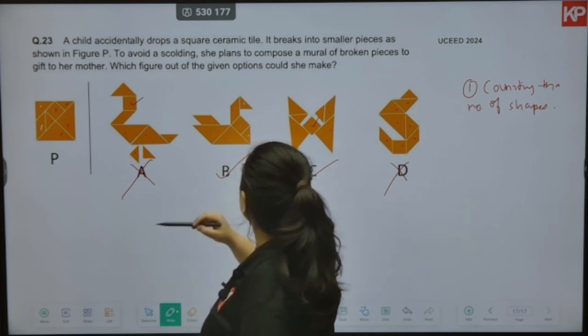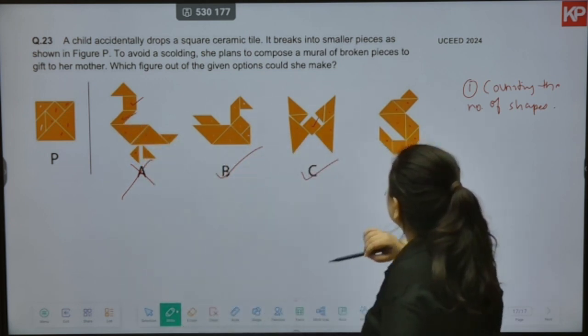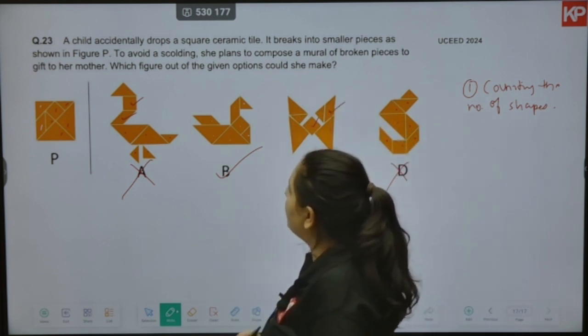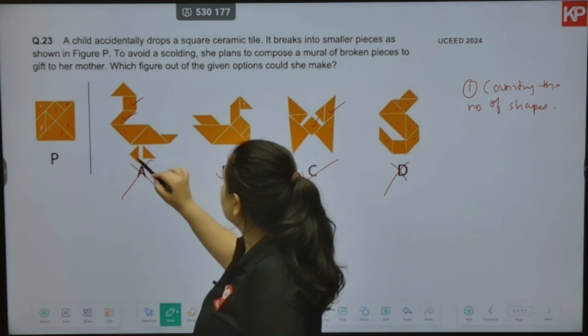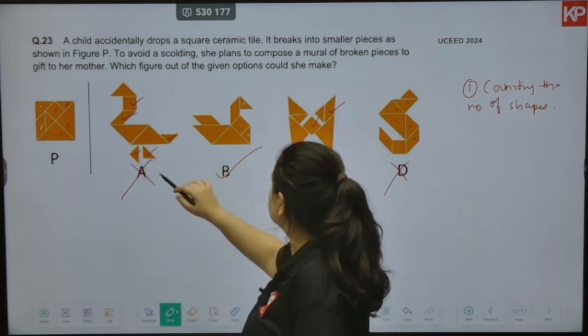Let's check with respect to parallelogram. Parallelogram we have over here of the same scale. Parallelogram we have of the same scale. Let's check for smaller triangles. One small triangle, two small triangles and three small triangles. So this is wrong.